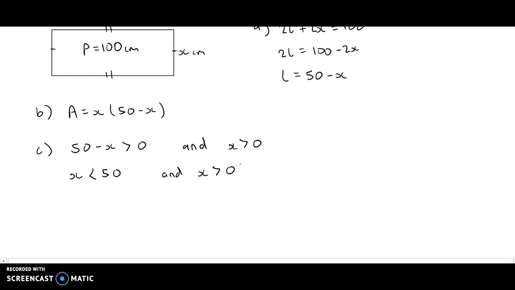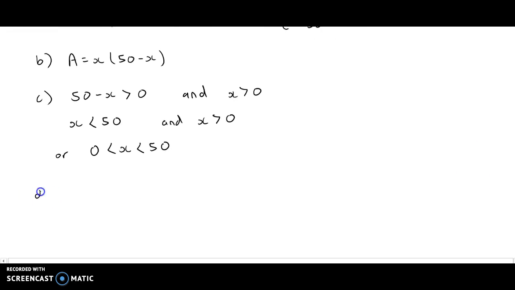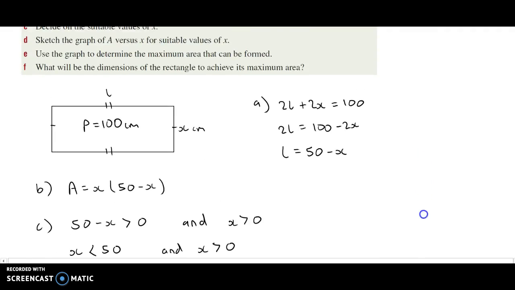So in other words, x is between, you can leave it like that, that's fine, but a simpler way of writing it is actually just to say that x is between 0 and 50. So x is greater than 0 and it's less than 50. So those are the values that x can take. Let's keep going with part D.